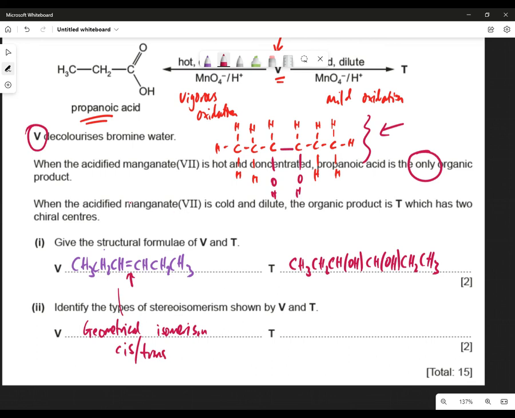Now, T, where's T? It said something about chiral centers. T has chiral centers. They're in there. And let me see if I can... That one there is chiral. And that one there, they have 4 different groups around them. So the type of stereoisomerism there is optical. Okay, there you go.